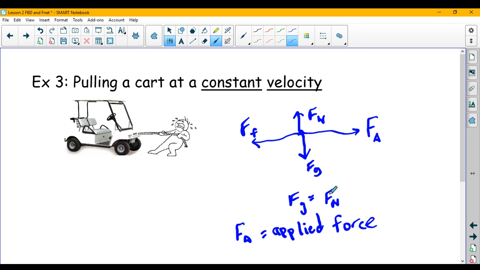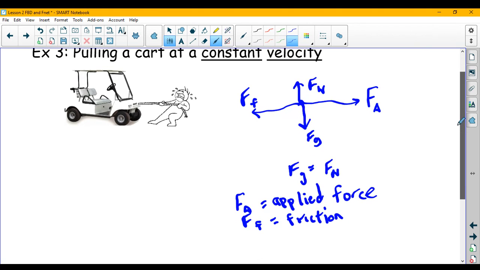I've tried to make my arrows look the same length. Sorry about the wiggliness. It's hard to do with a pen nice and straight. But there is my friction force. So my friction force is my second force. Now, because they're balanced, they're the same amount. That's why you get a constant velocity. And that's because they have the same amount.